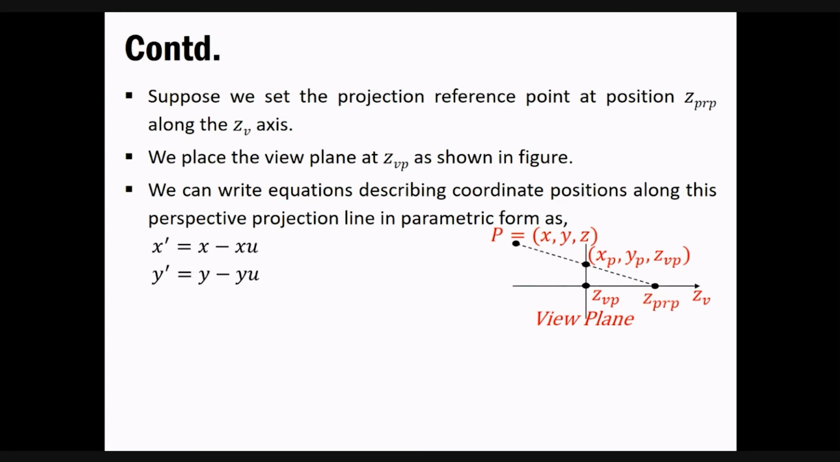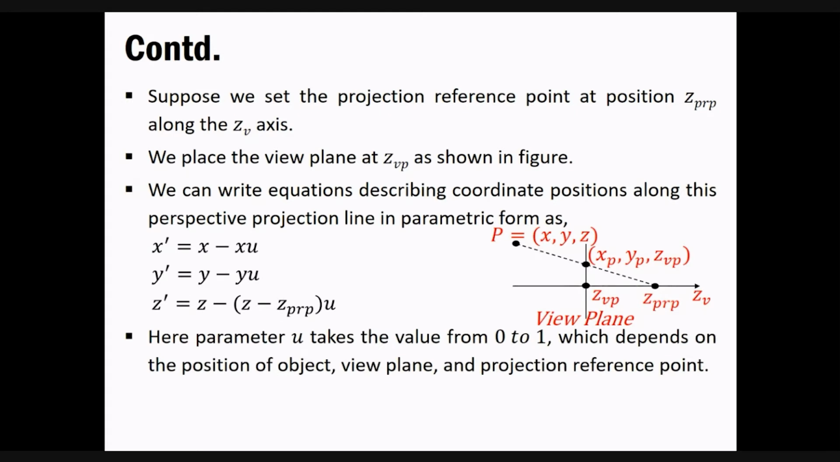Now what is this u? And similarly z dash. So z dash is equal to, because we have this many things on this particular axis, z minus ZPRP into u. So now what is this u? Here parameter u takes the value from 0 to 1. Okay, how will you be able to know what we have to take for this u? So it is totally dependent on the position of the object, view plane, and projection reference point.